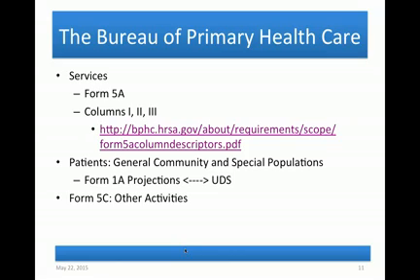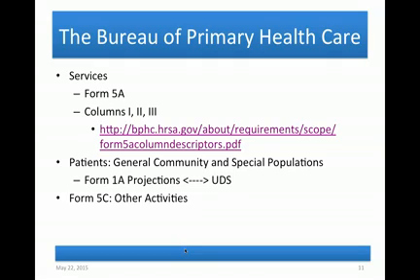Services. Probably the most difficult thing that I have seen in my health center site visits for the last 6 months has been Form 5A. Form 5A, as you know, has 3 columns, and you put X's in those columns, and those Forms 5A are closely audited by the clinical consultant during a site visit.